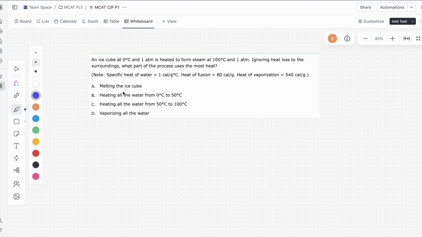All right, let's take a look at this question. An ice cube at 0 degrees Celsius and 1 atm is heated to form steam at 100 degrees Celsius and 1 atm. Ignoring heat loss to the surroundings, what part of the process uses the most heat? So what do we have? We have ice, and it's going to melt. So we have ice to water, and it's going to heat up, and it's going to become steam.